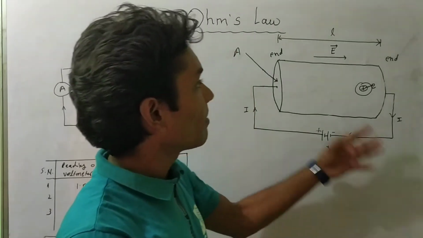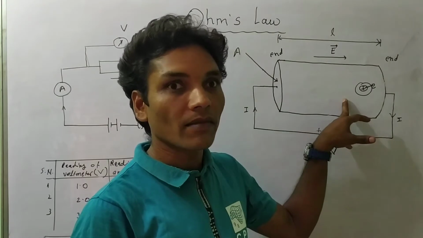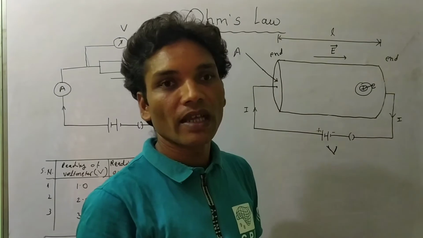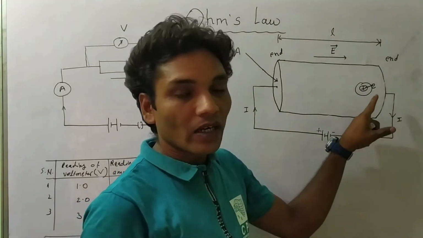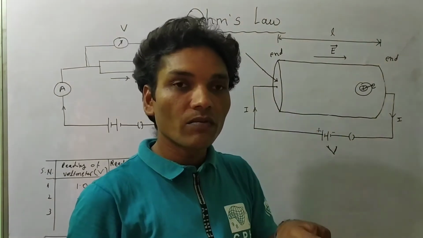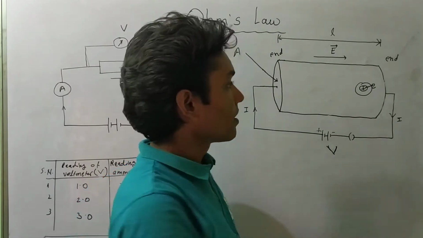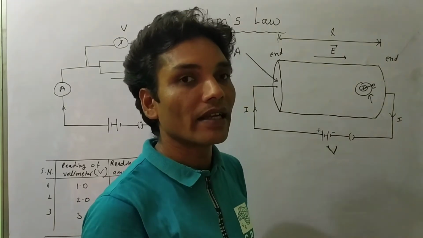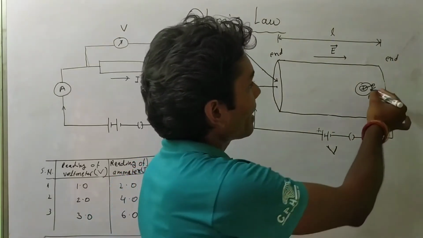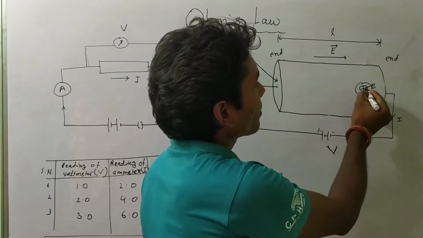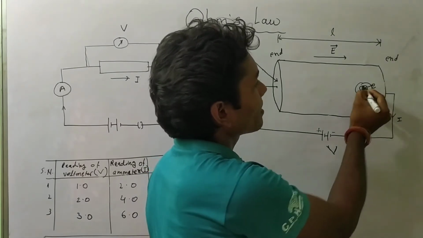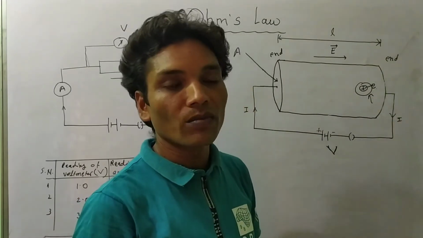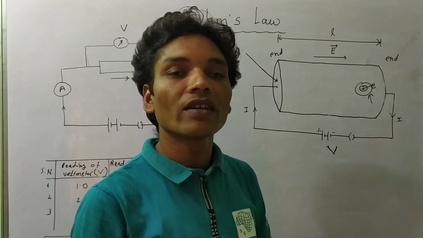Consider this conductor made of atoms, and here consider this atom. At room temperature, this electron revolving in the outermost orbit of the atom gets some extra thermal energy. If this thermal energy is more than the attraction force of the nucleus, then this electron is detached from the atom and free to move in the conductor.